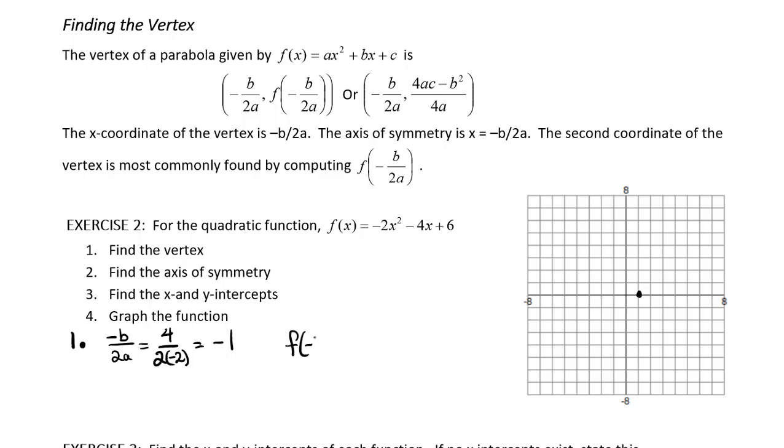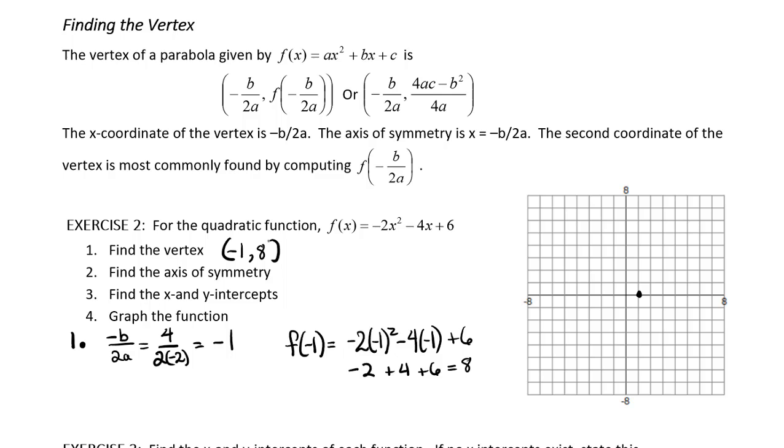Now we're going to find the y-coordinate. So we'll substitute negative 1 into our function given, which will give us negative 2 times negative 1 squared minus 4 times negative 1 plus 6. Now I simplify. This gives me negative 2 plus 4 plus 6, or an output of 8. Now I can write my vertex coordinate, which is negative 1, 8.